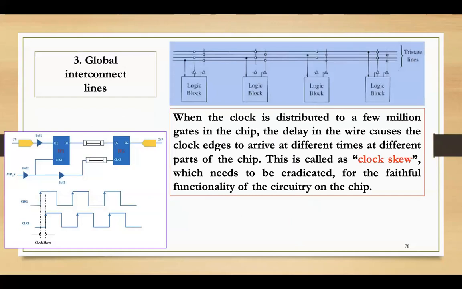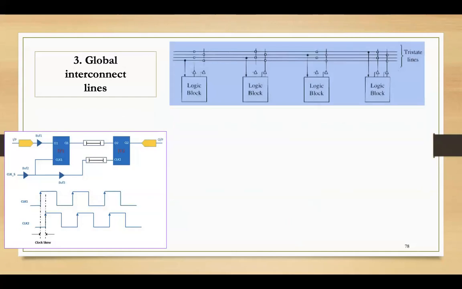Next, we have something called global interconnect lines, where you just run these lines across, and whichever logic block is there gets connected to whatever lines are needed. So we call them global interconnect lines. This means these lines are for general purpose. Any logic block can connect to them.